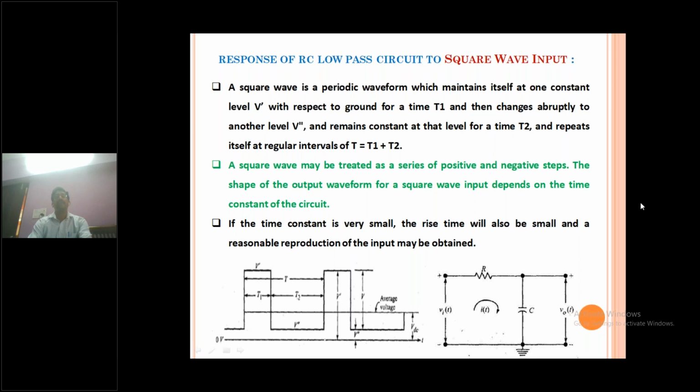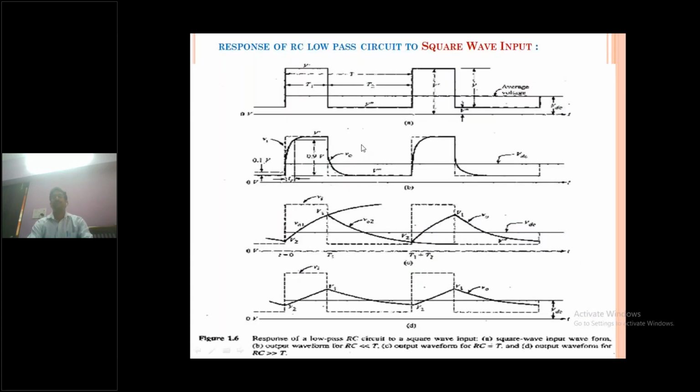Now, for any circuit, the output waveform depends on the time constant. So when the input square waveform is applied to the linear circuit, the output waveform shape depends on whether the time constant value is greater than capital T, equal to T, or less than capital T. Capital T is nothing but the period of the input square waveform. Now you have to see the important waveforms. Four waveforms are shown here. The first waveform is the input waveform, whatever input waveform you want to apply to the low pass circuit. So V dash is the magnitude for the T1 interval and V double dash is for the T2 interval. Capital T is T1 plus T2.